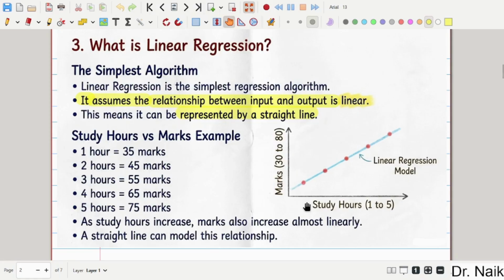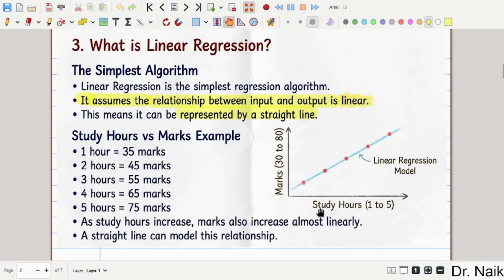If you study for 1 hour, you may get 35 marks. If you study for 2 hours, you will get 45 marks. For 3 hours of study, you will get 55 marks. For 4 hours of study, you will get 65 marks. And for 5 hours of study, you will get 75 marks.